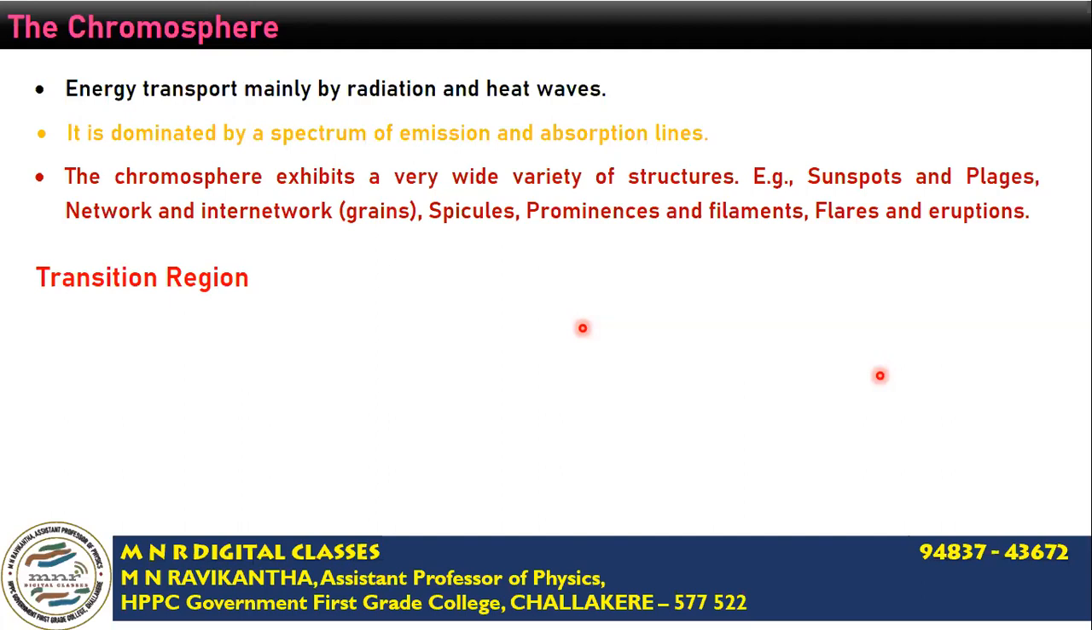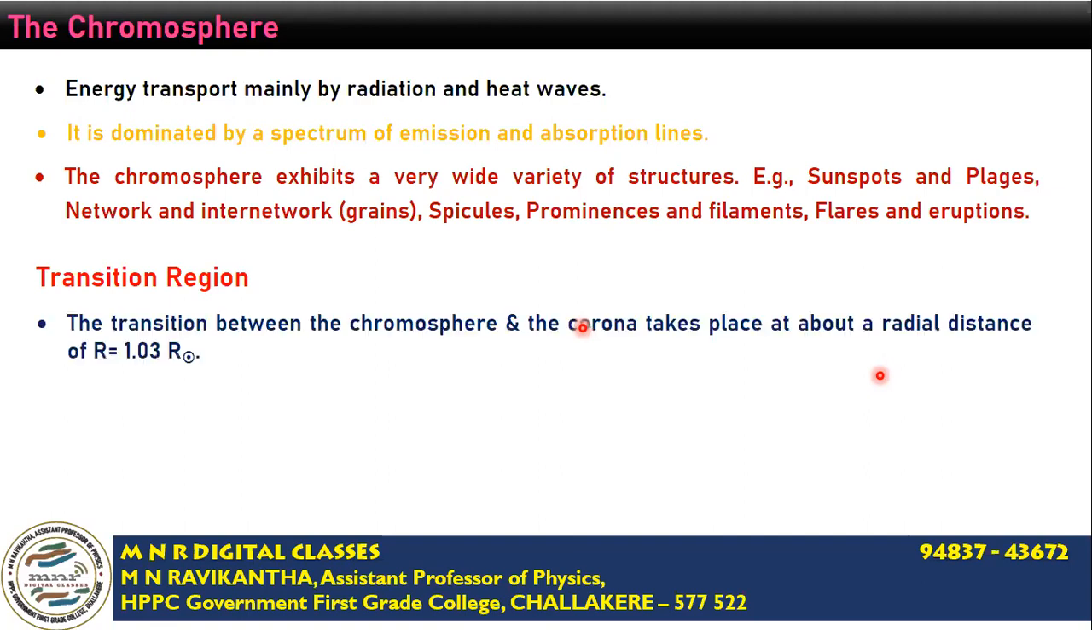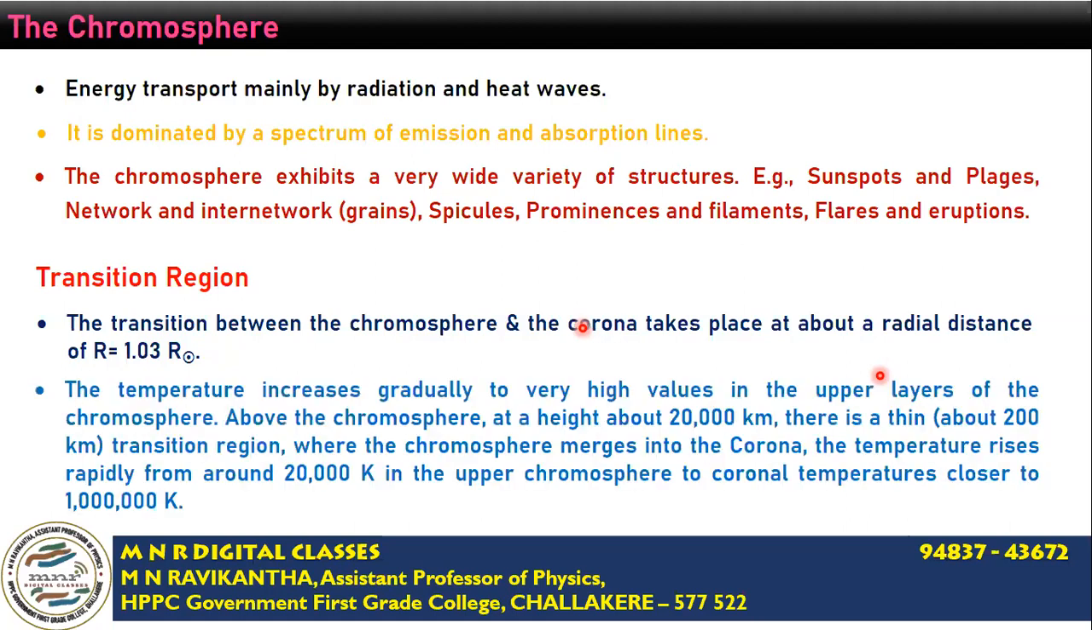We have already seen that there is a transition region between the chromosphere and the lower part of the corona. This region is called the transition region. The transition between the chromosphere and the corona takes place at about a radial distance of 1.03 times the solar radius. In this transition region, the temperature increases gradually to very high values in the upper layers of the chromosphere.